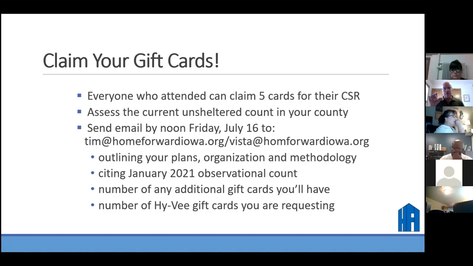Now there are a couple of numbers when you hover over the county, but there's one that's unsheltered, and that's what we're looking at, the unsheltered, because that's who we're looking for.